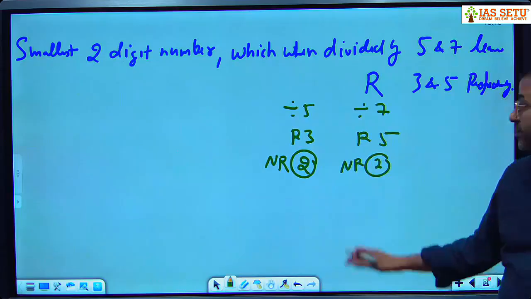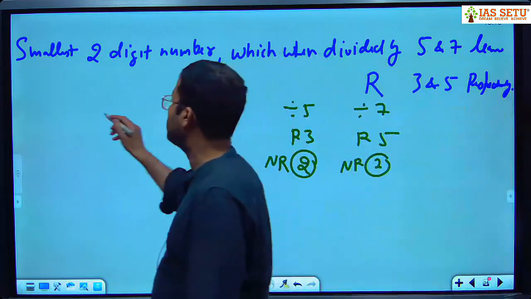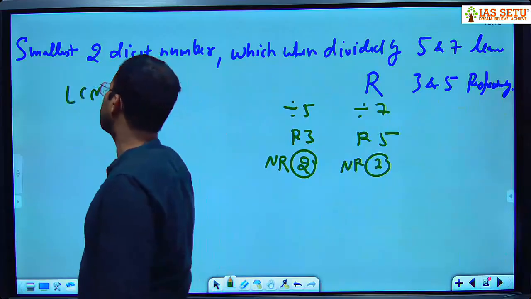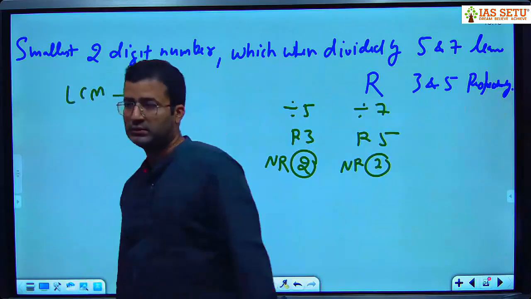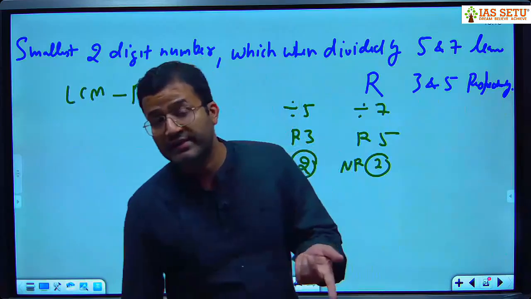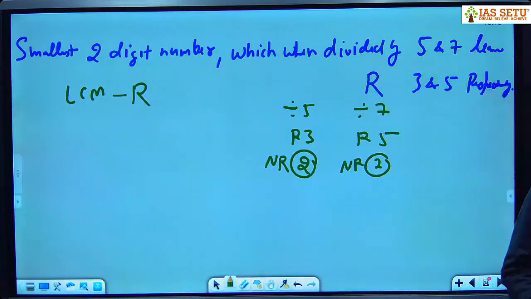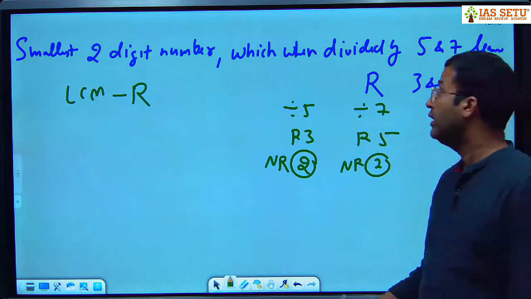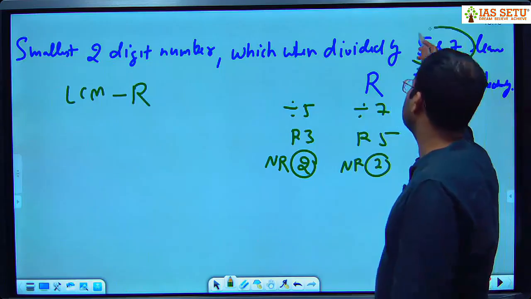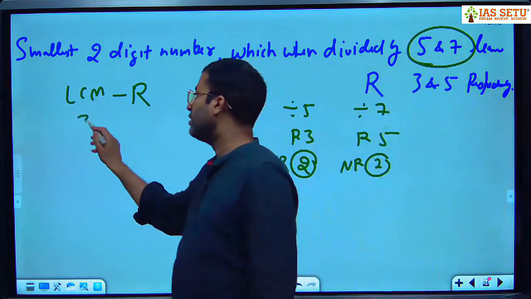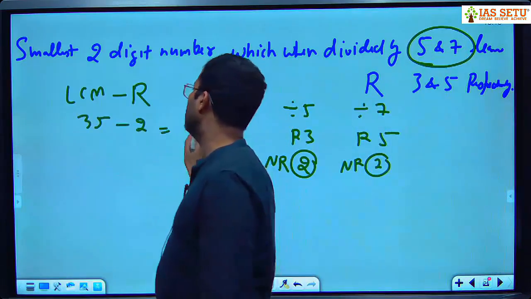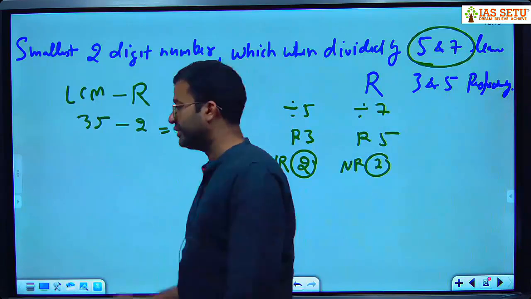So if your positive remainder is not same, use negative remainder. वहां पे negative remainder help करेगा. What is the concept in this question? LCM minus R. Earlier question, LCM plus R. So this type 6 is based on a concept of LCM minus R. Tell me, what is LCM of 5 and 7? 35. What is negative remainder 2? That's why your answer is 33.